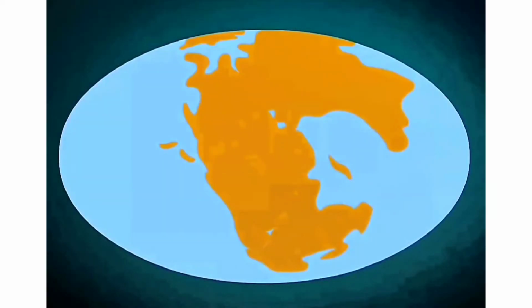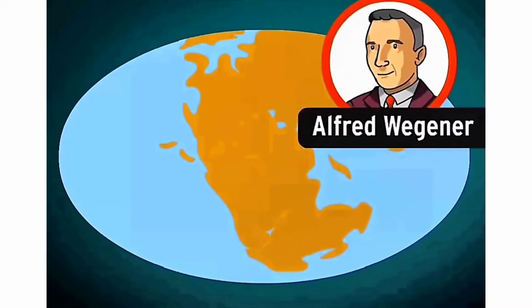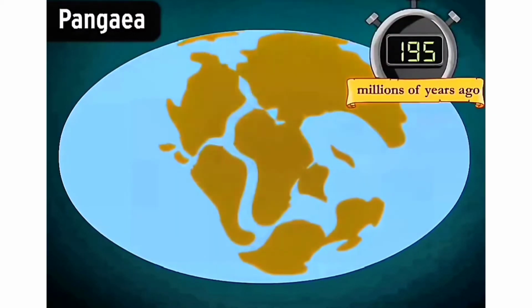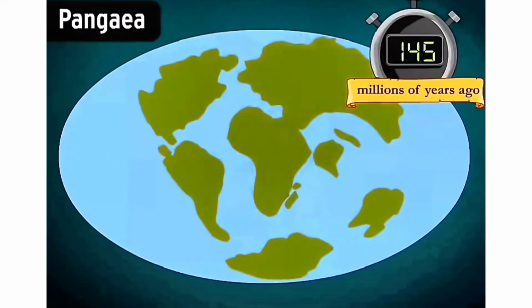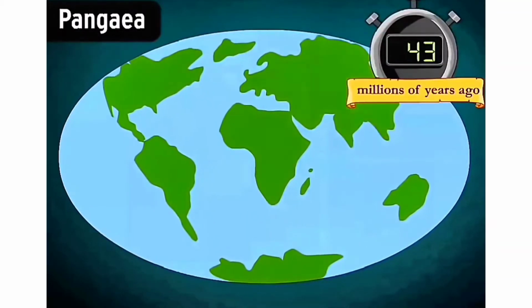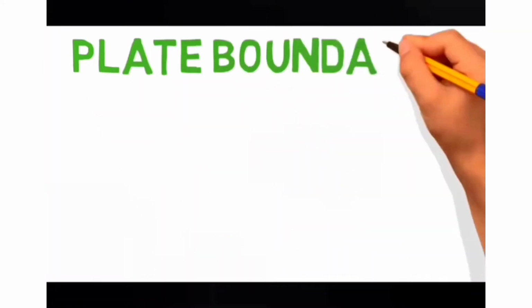In the early 20th century, a scientist named Alfred Wegener called this supercontinent Pangaea. He thought different chunks of it broke off and slowly moved apart over millions of years. They formed the continents that we know today. Where two plates meet, a plate boundary occurs.